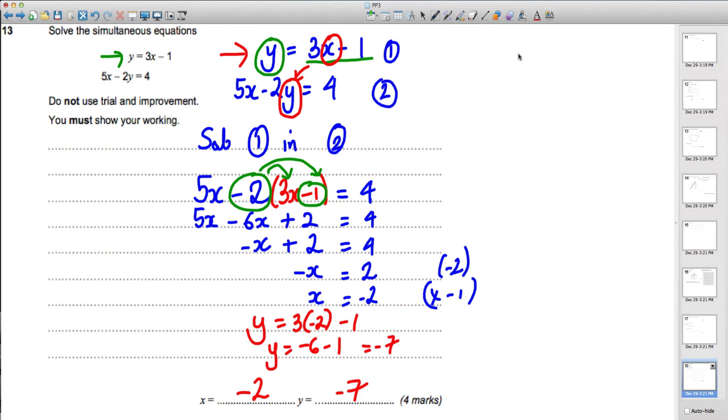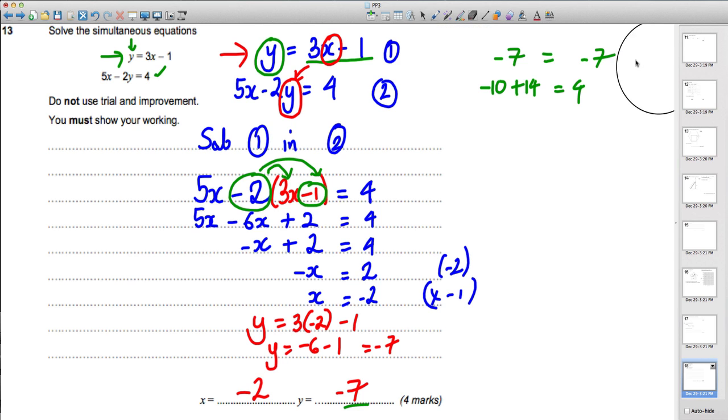Let's check they work here. If y was negative 7, we'd have negative 7 here, and we would have equals 3 times negative 2 is negative 6, take away 1 is negative 7, it works there. What about here? 5 times negative 2 is negative 10, subtract 2 times y, or negative 2 times negative 7 would be plus 14. And if you do that, you would get the 4 that you're looking for on this side. So it does work here.